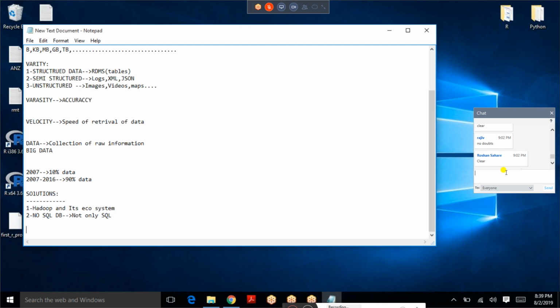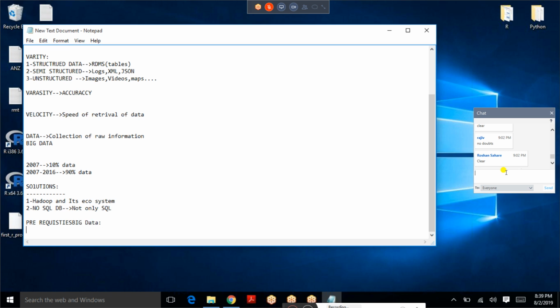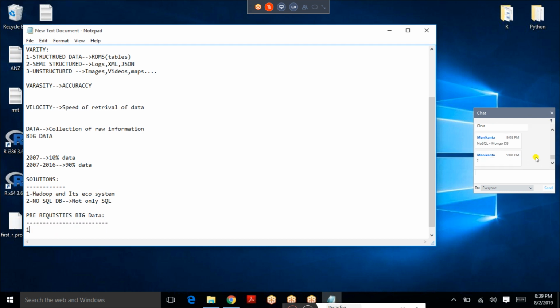And for learning Hadoop, we have prerequisites for this big data course. If you want to learn big data, we have a prerequisite. Sorry Manikanta, what happened? Yeah, NoSQL databases are like MongoDB, Cassandra, like that. Okay, so the first prerequisite for big data is that you need to know the SQL language.